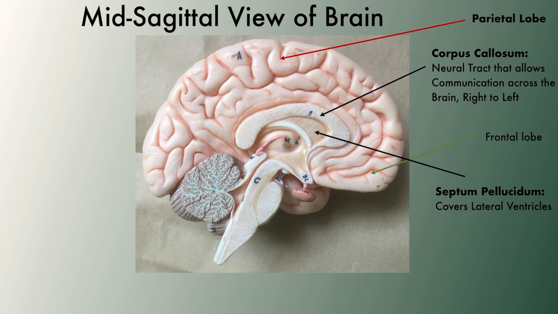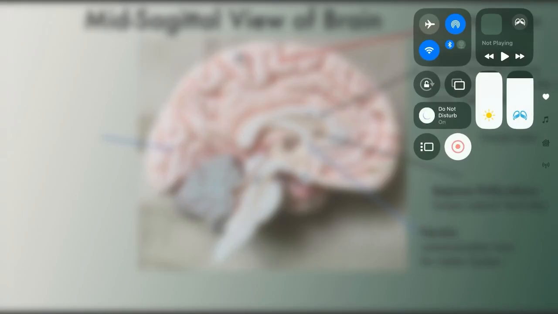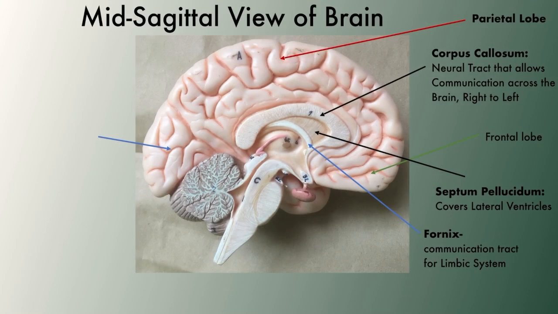About here. What about here? That's right. The fornix. That's our communication tract for the limbic system. What about here? That's right. That's the occipital lobe. And remember, occipital lobe is going to be our visual cortex, right?